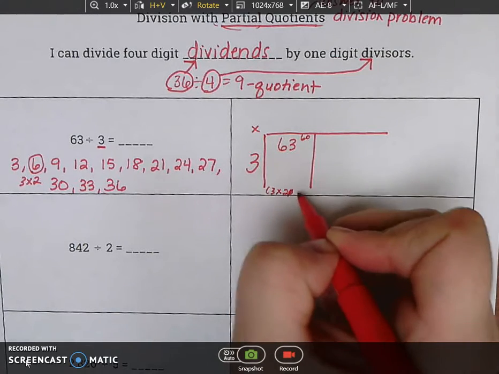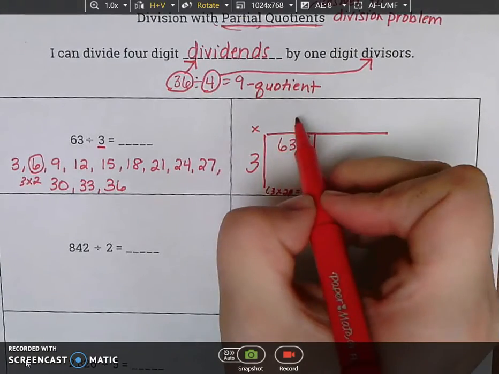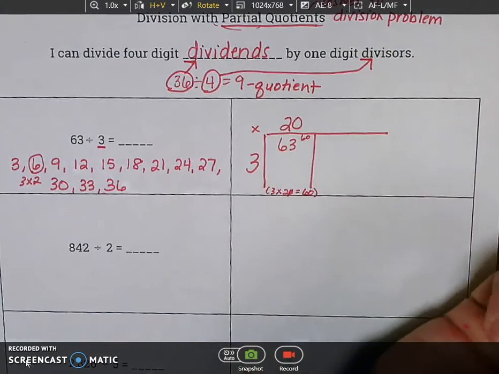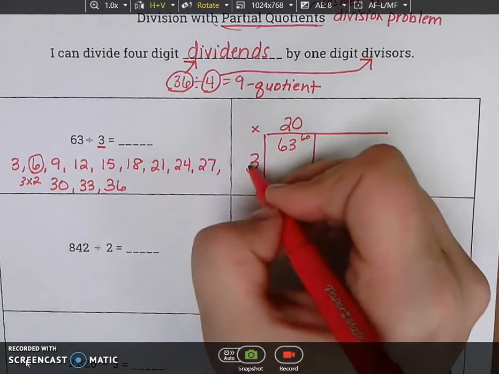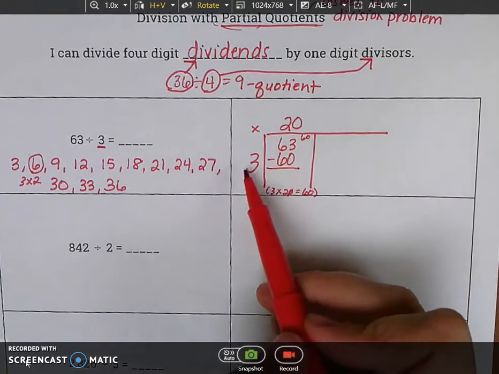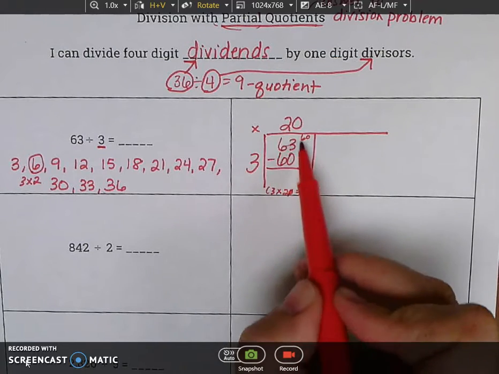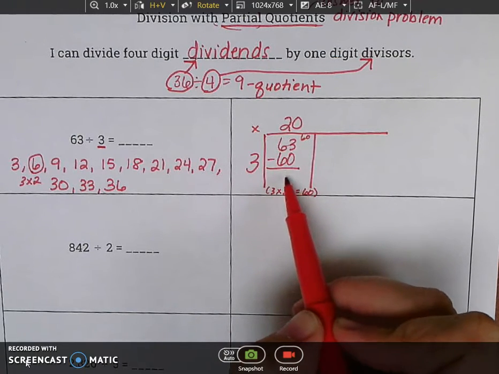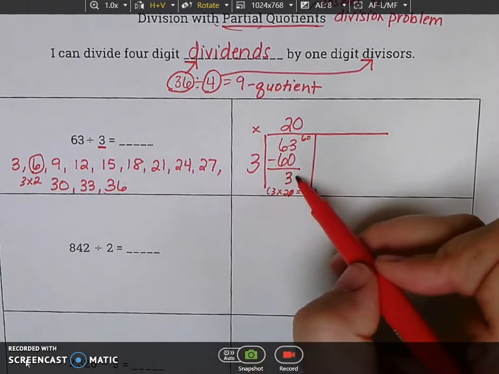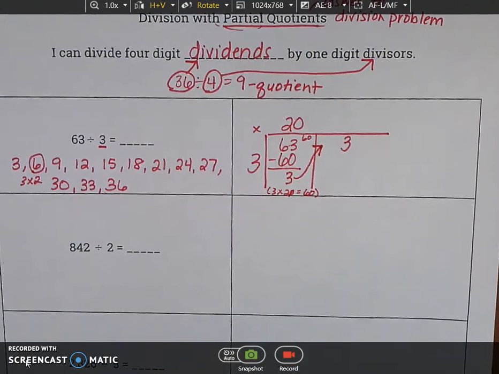Remember, cancel off that 0. 3 times 2 is 6. Add that 0 back on. So 3 times 20 would give me that 60. So far, I've been able to fit 3 into 63 20 times. So I'm going to subtract 63 minus 60, which is 3. And I'm going to take that remaining number and go to my next column.